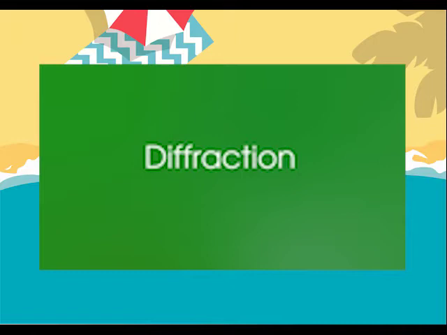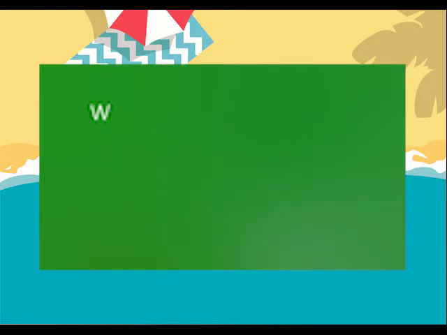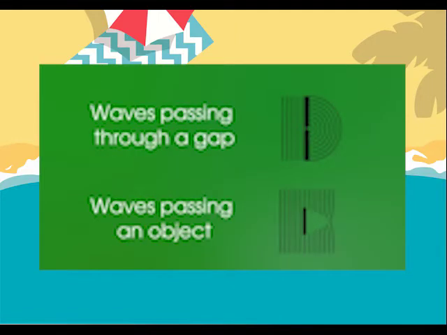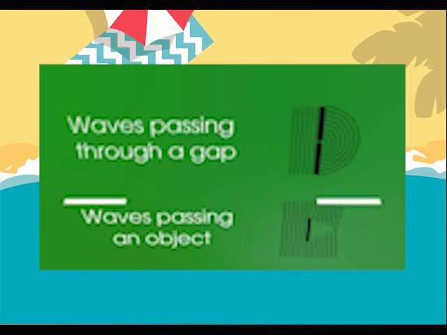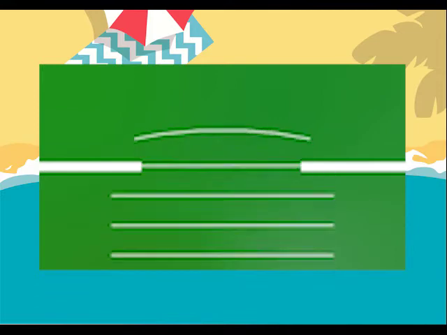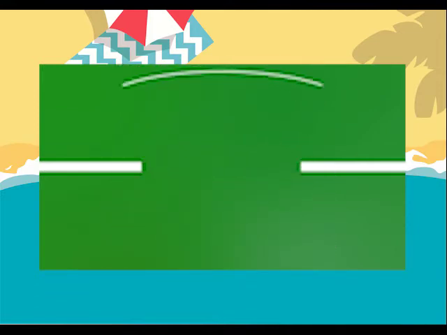Diffraction. One property of all waves is diffraction. This is where waves spread out at the edges, or diffract, when they pass through a gap or go past an object. Let's look at some water waves from above. We can see the diffraction happening here.